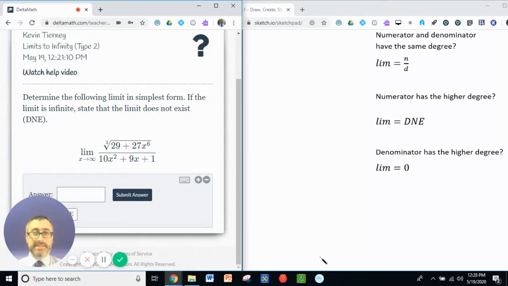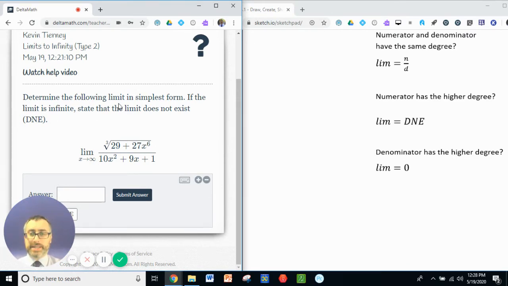Limits to Infinity, Type 2. Today, we're going to continue our work with limits to infinity of rational functions. We'll encounter some radical notation, so we'll have to use the skills that we recently practiced about rewriting radical form in rational exponent form. Let's take a look at the first problem.